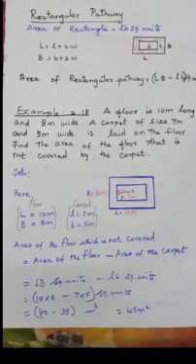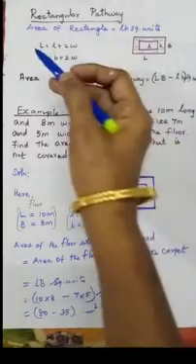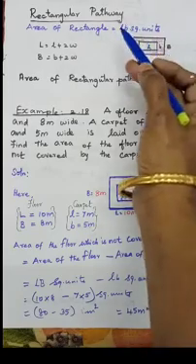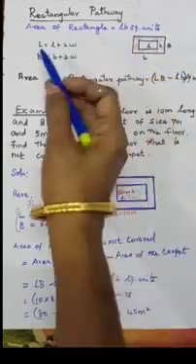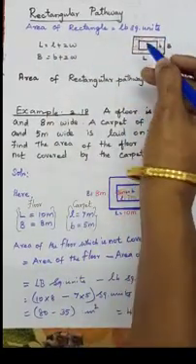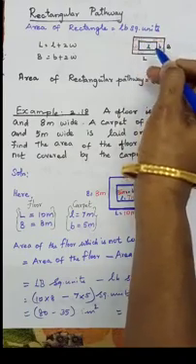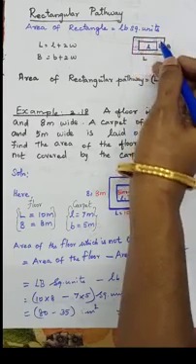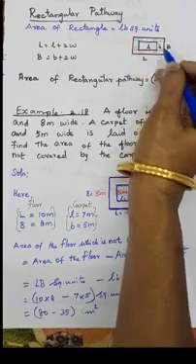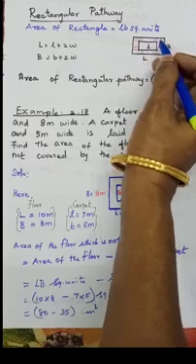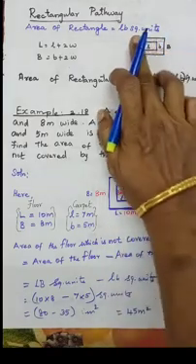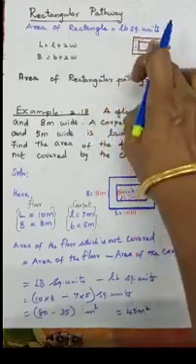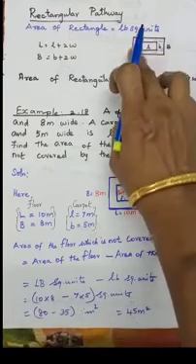Now we shall see the rectangular pathway. We know that the area of a rectangle is equal to L into B, that is length into breadth square units. Now here also we have a pathway. This is a rectangle, and here we have the pathway, so this is a bigger rectangle. How to find the area of the rectangular pathway? You have to find the area of the full rectangle and subtract the small rectangle area. Then we will get the area of the pathway.